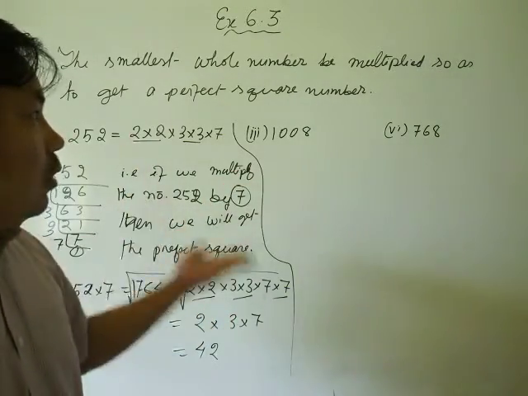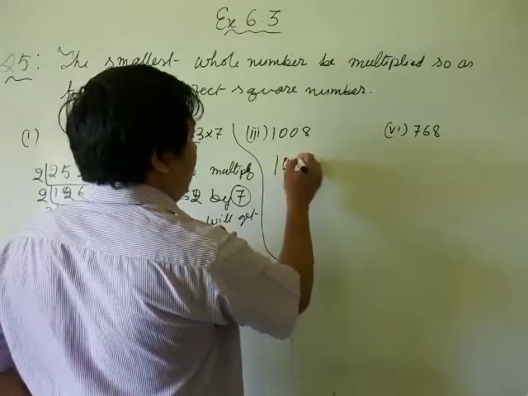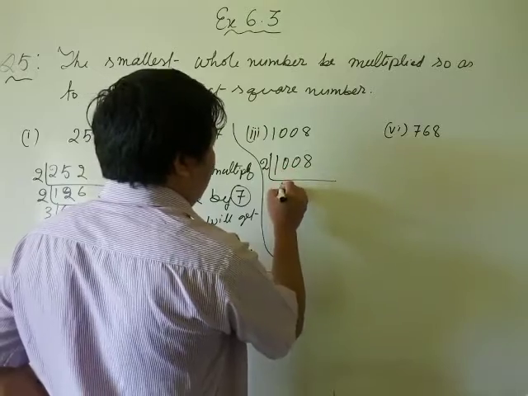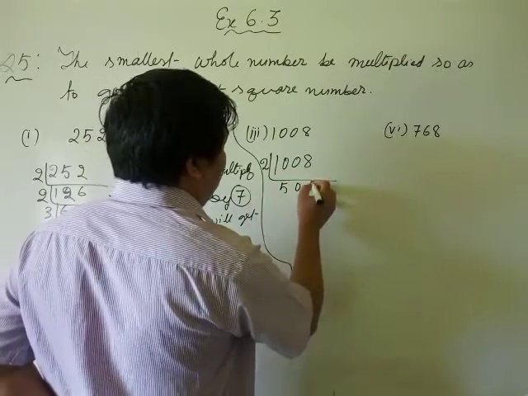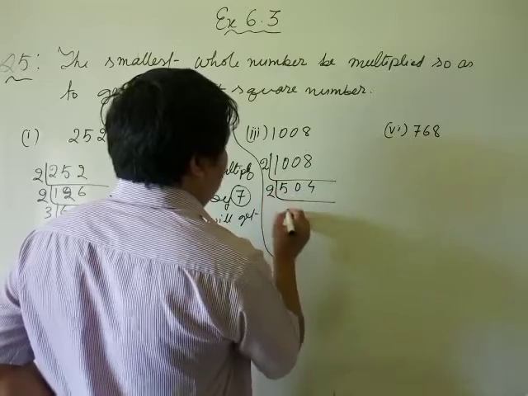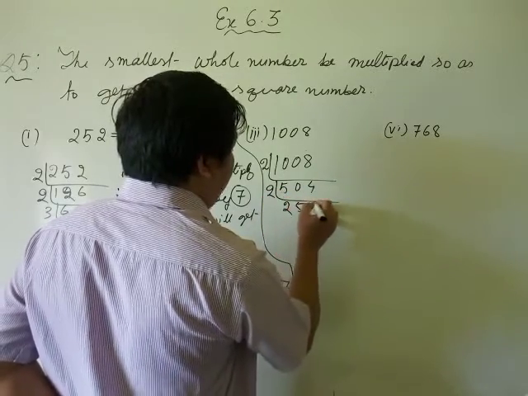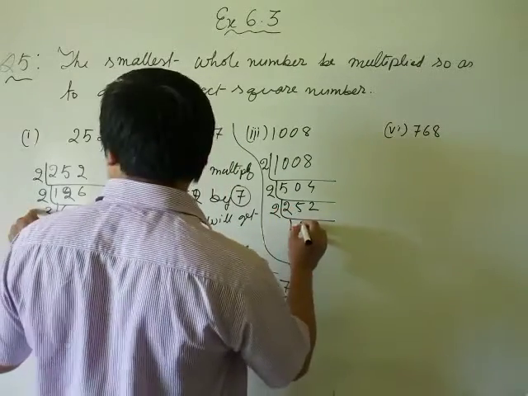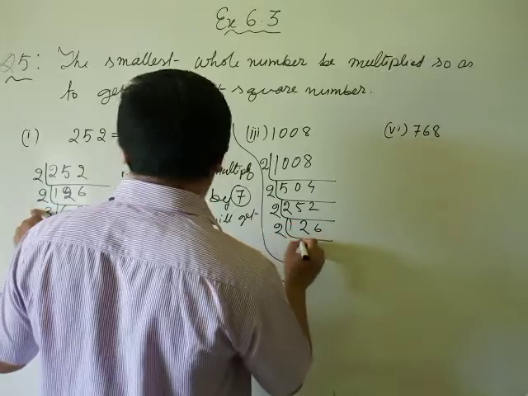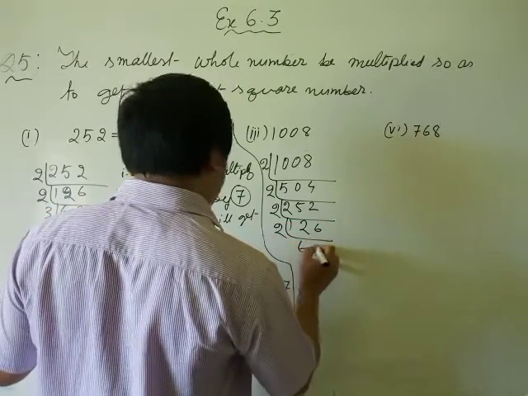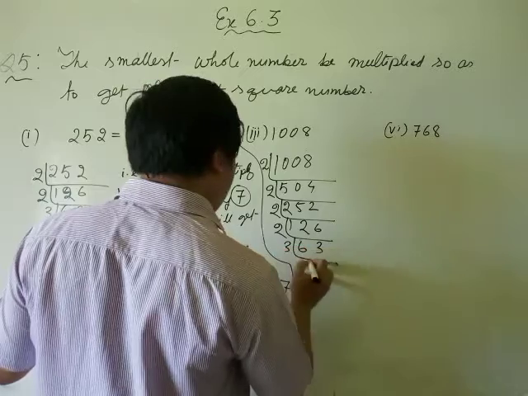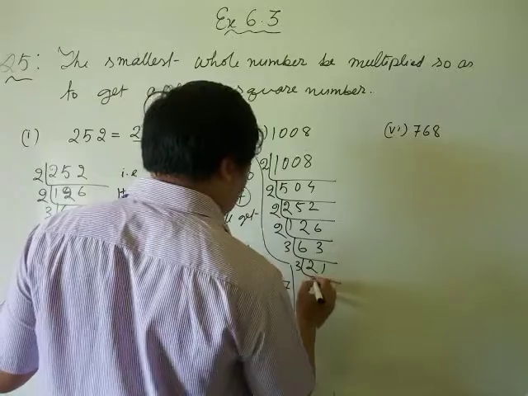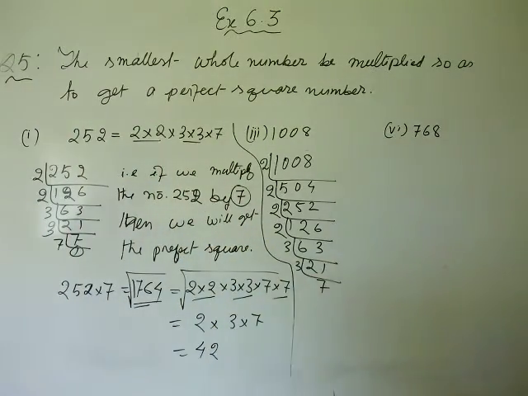Okay, this is also not a perfect square. We are going to see. Now let us see 1008. 2 fives are 10, then 504, then 252, then 126, then 63, then 3 twenty-ones, then 3 sevens are 21, and 7. So here also you can see.